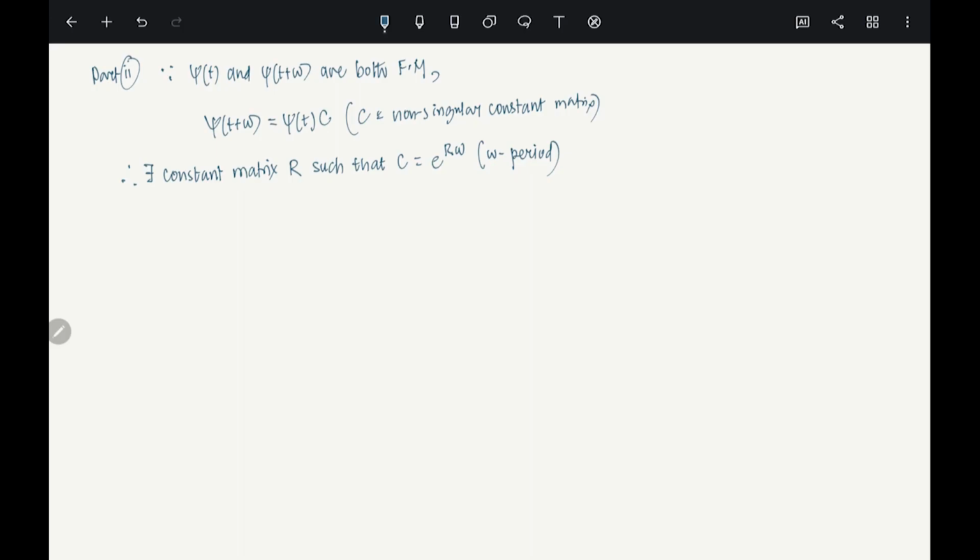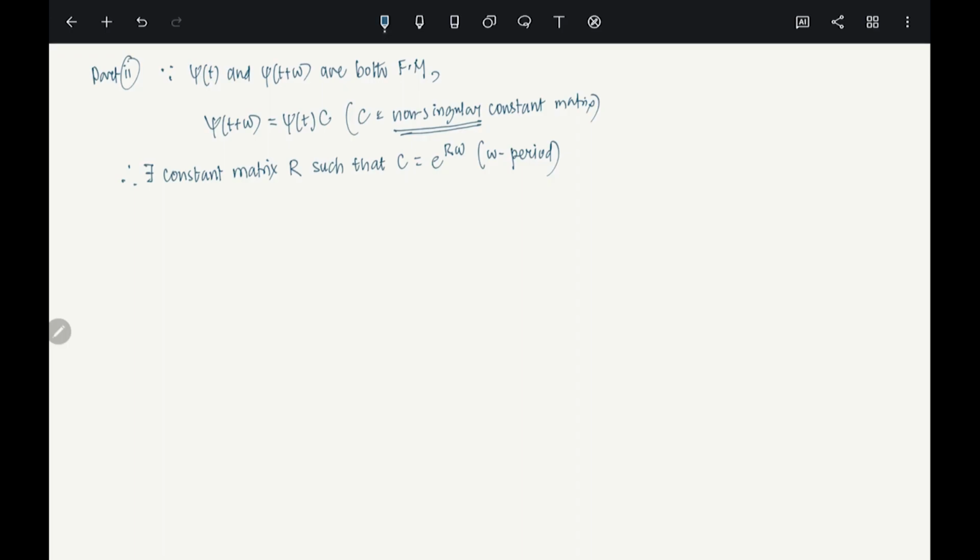So what we are going to say is this: C is a non-singular matrix, right? If you have a non-singular constant matrix, then you can always have a constant matrix R such that C can be written as e power RW, where W is just a real number, so it's not a problem. Clear? So this theorem says that if you have a non-singular matrix, then there exists another matrix R such that the non-singular matrix C can be written as the exponential of this given matrix.